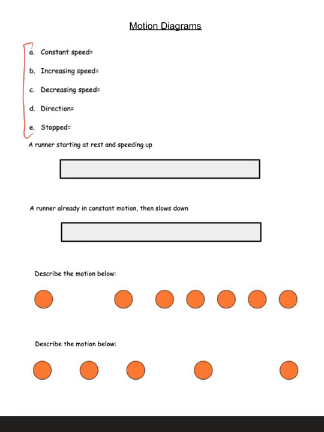So constant speed, think about a treadmill, or think about cruise control in your car. When you set your car to a certain speed, say 65 miles per hour, and you stay at that speed. Well, the way we're going to represent that is by the dots being evenly spaced. So if I have a motion diagram and I have dots that are evenly spaced apart, that means that the object is moving at a constant speed. Next is going to be increasing speed. So if something is getting faster and faster and faster, we are going to move the dots further apart.